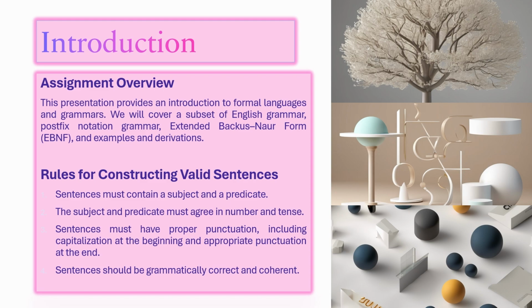Let's start with the rules for constructing valid sentences. Sentences must have a subject and predicate, both agreeing in number and tense. Proper punctuation, including capitalization at the beginning and appropriate punctuation at the end, is crucial. Additionally, sentences should be grammatically correct and coherent.